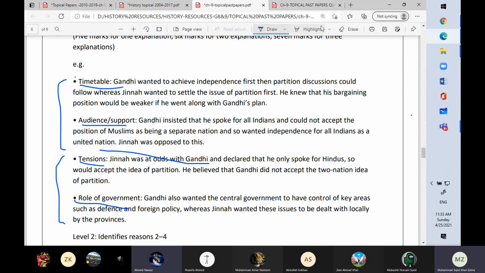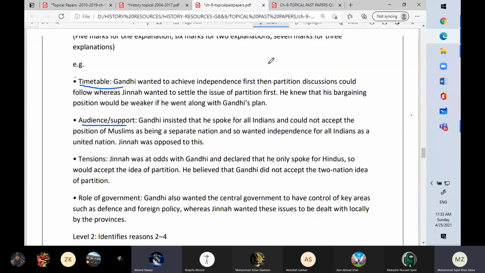Timetable. Gandhi wanted to achieve independence first, then partition discussions could follow, whereas Jinnah wanted to settle the issue of partition first. He knew that his bargaining position would be weaker if he went along with Gandhi's plan. Audience support. Gandhi insisted that he spoke for all Indians and could not accept the position of Muslims as being a separate nation, and so wanted independence for all Indians as a united nation. Jinnah was opposed to this. Okay, now did you get these two points? Because we have discussed these things in detail, so I hope you can easily understand and now remember.